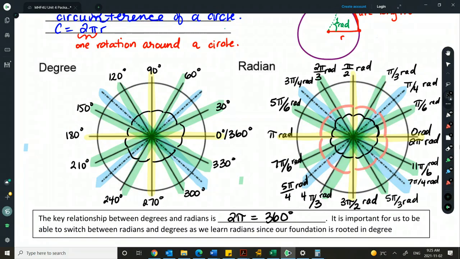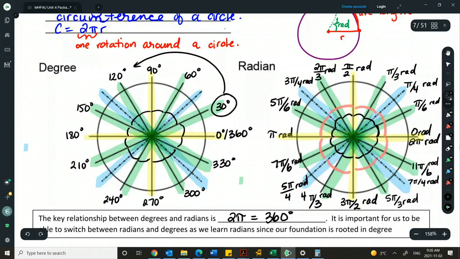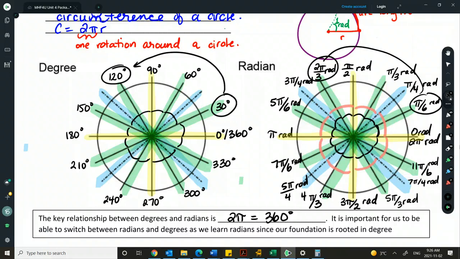Okay, does that sort of make sense how we can label this whole thing? I can also, again, use relationships, right? Like if I know 30 times 4 is 120, then I know pi over 6 times 4 will give me this same value here, and then I reduce it, right? So you can always just use relationships like that as well.